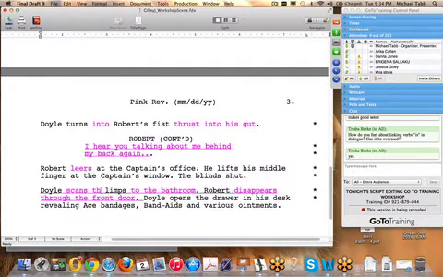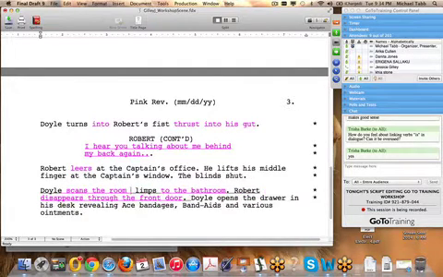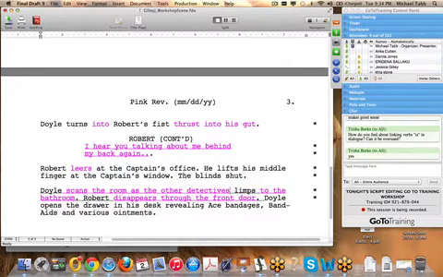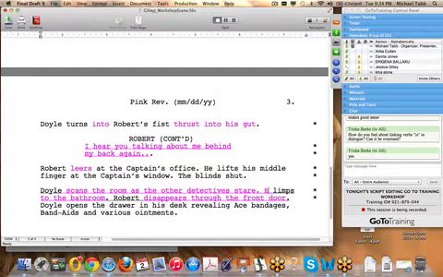Doyle scans the room as the other detectives stare. You see what I mean? Yeah.